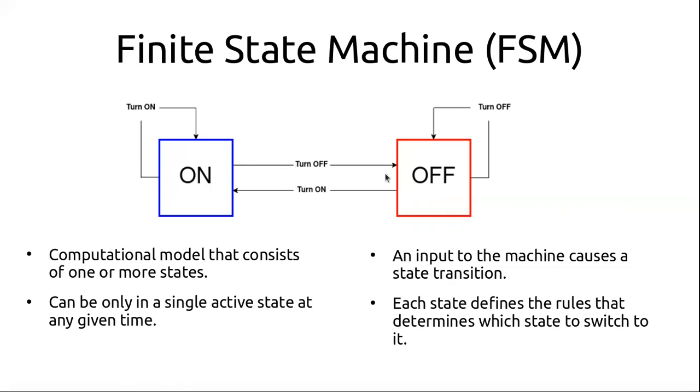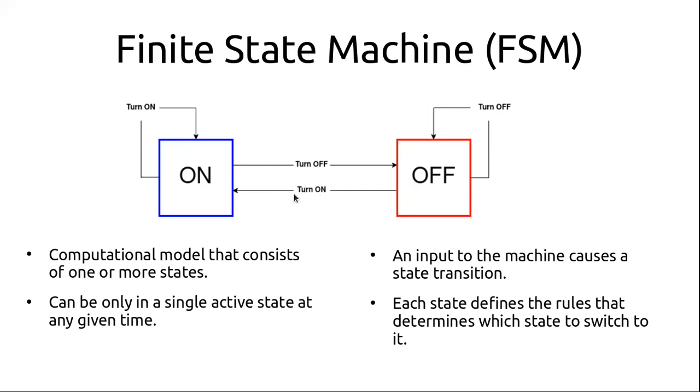Each state in this computational model can have rules that determine which state to switch to. Here I'm trying to give a little example of a light bulb. This is an FSM of a light bulb. Here you can see we have two states. The light bulb is going to be either turned on or turned off. If we turn on the light bulb, that will make a transition to another state called off, which will turn off the bulb, and vice versa.